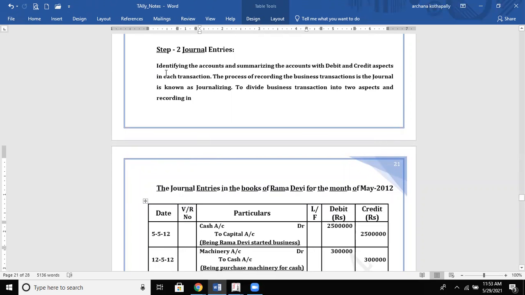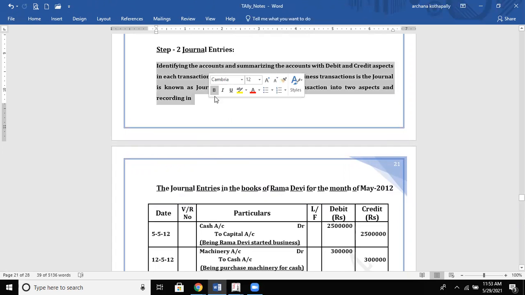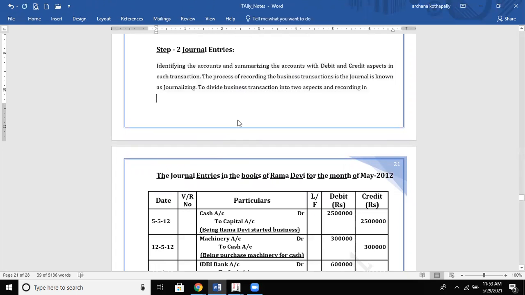So it is identifying the business transaction and summarizing the account. So you are summarizing it. You are going to maintain the accounts data. How are you going to maintain it? With debit and credit aspects. So she started a business. That means her cash went out. So it is a debit to us. So here you're going to follow the principles of accounting.